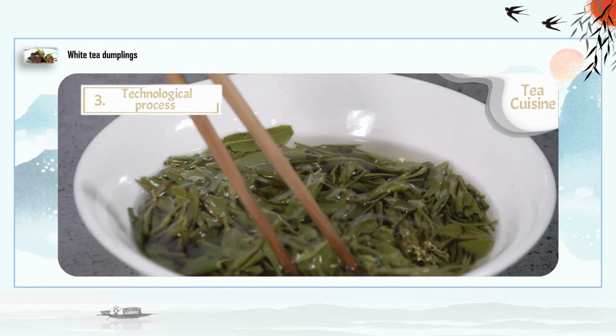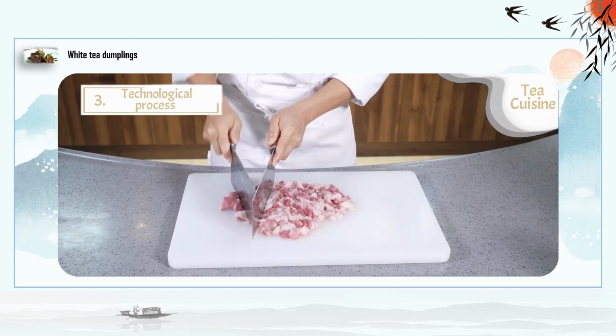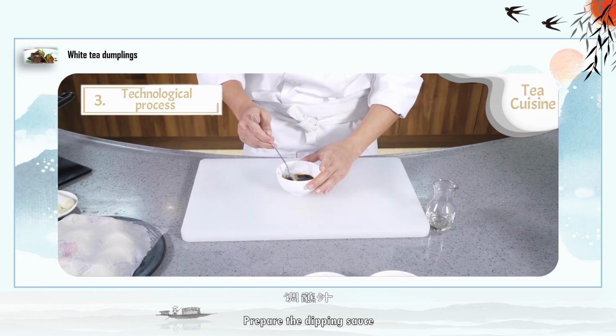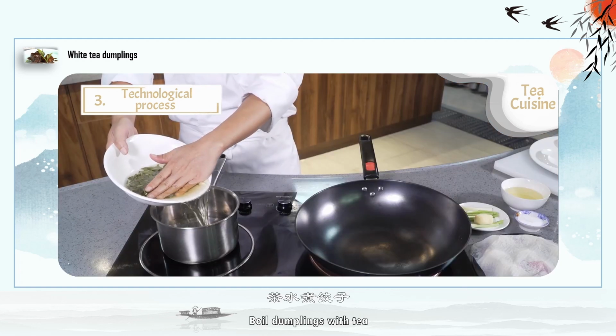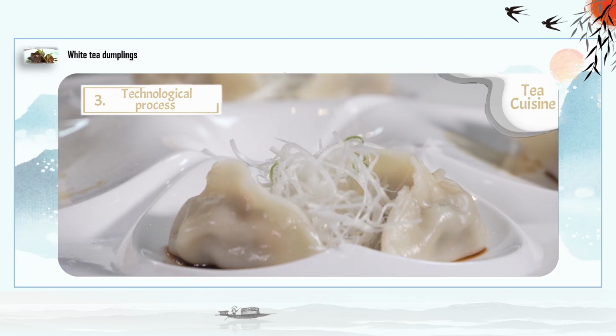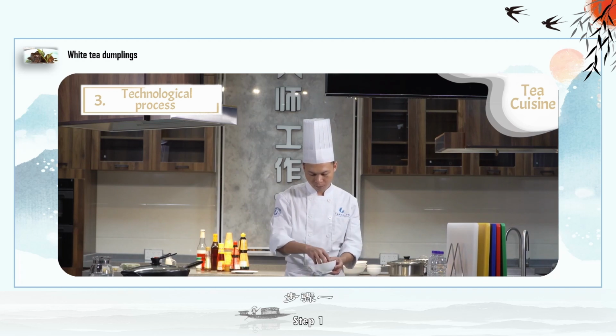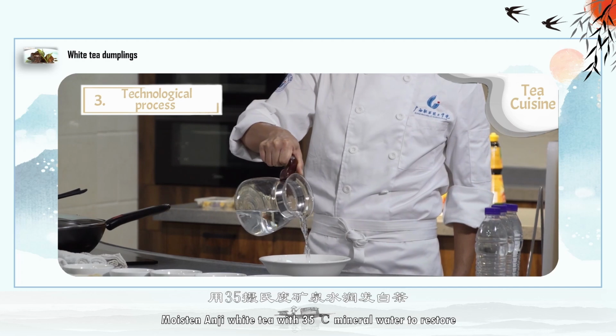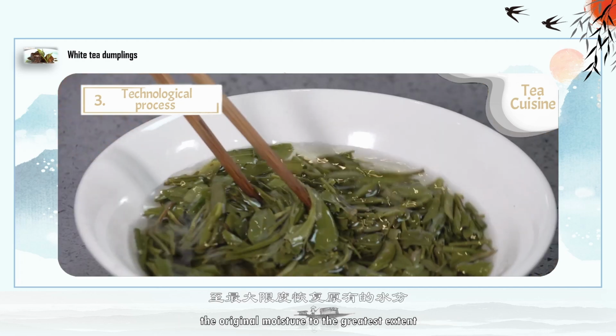Cooking steps: boil white tea. Material processing: marinade white tea and meat filling. Preparing the dipping sauce. Boil dumplings with tea. Put into plate. Baste oil onto dumplings. Step 1. Moisten white tea with 35-degree mineral water to restore the original moisture to the greatest extent.